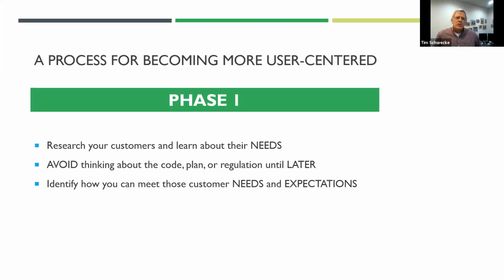So what we want to do is walk you through a process that you can use to reorient how you do things. Perhaps you're a planning department of 1 or 100. The same steps that we're going to be going through certainly apply. And really it starts with the user and their needs and their expectations.